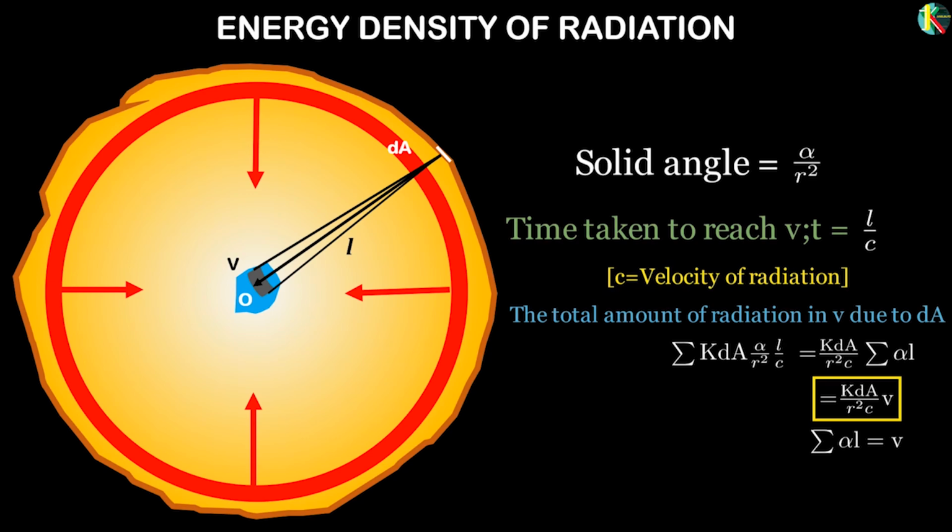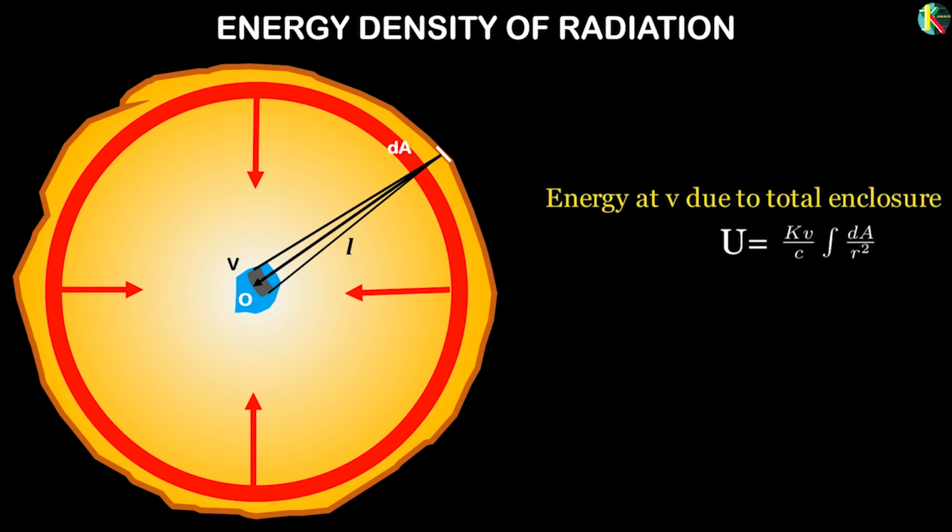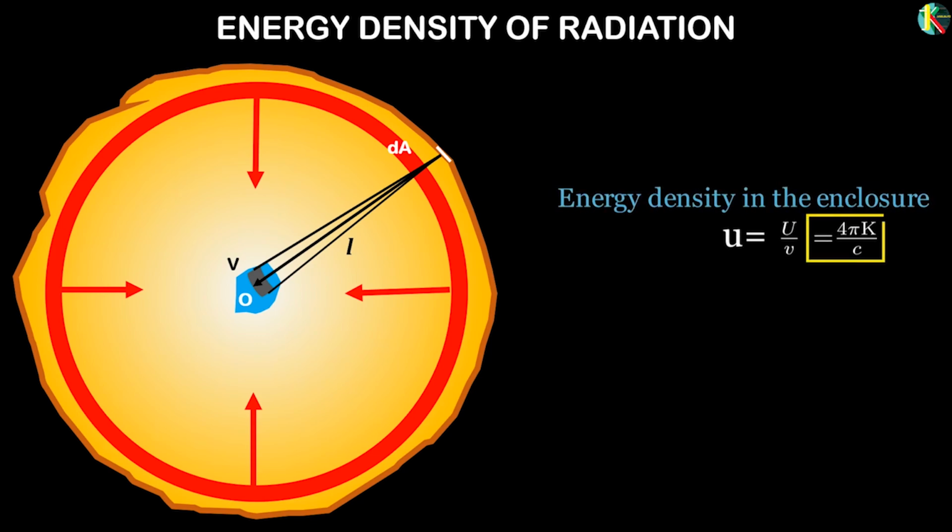Integrating over all elements dA of the sphere, we get the total energy of the radiation in V due to the entire enclosure. So we find the energy density of diffuse radiation to be U equal to 4 pi k by c.